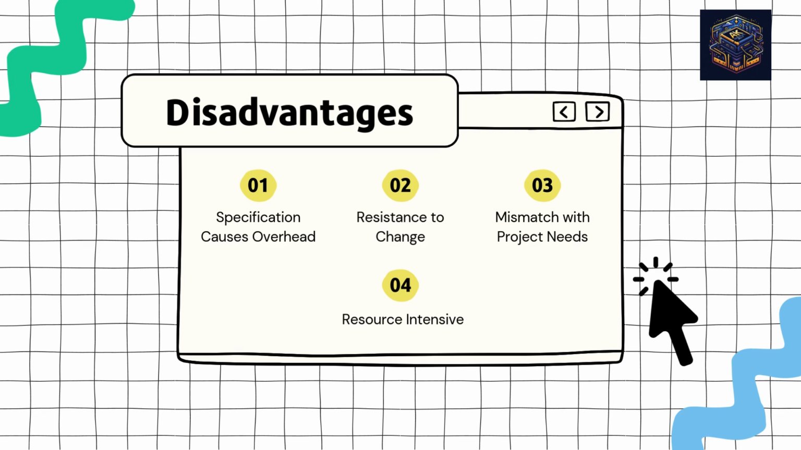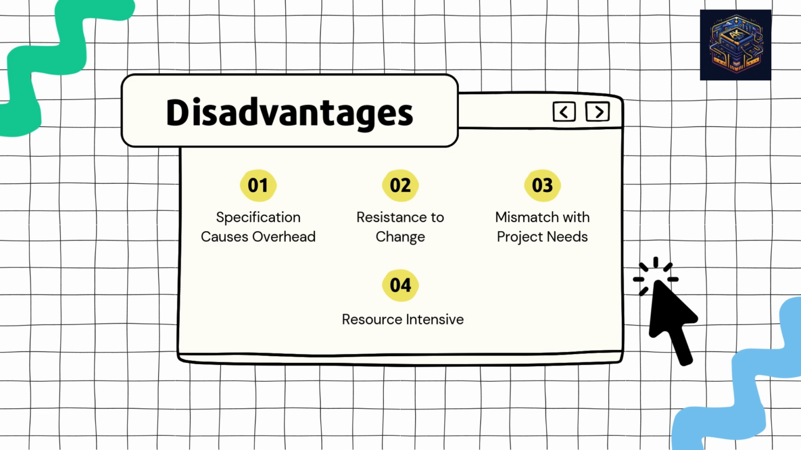Specification causes overhead. One of the key disadvantages is that the level of detail involved in process and control specifications can create unnecessary overhead. Writing out all the detailed steps, procedures, and rules can take up a considerable amount of time and resources, diverting focus from actual development tasks.